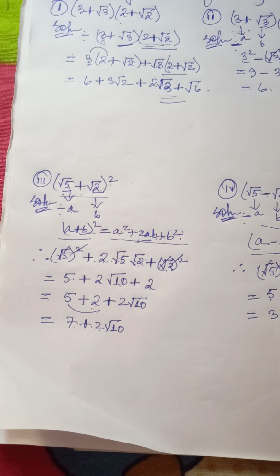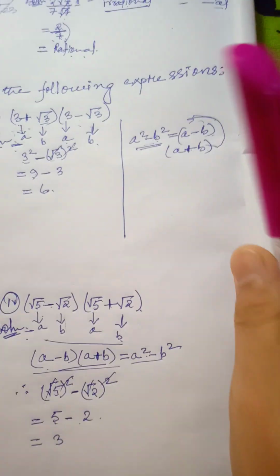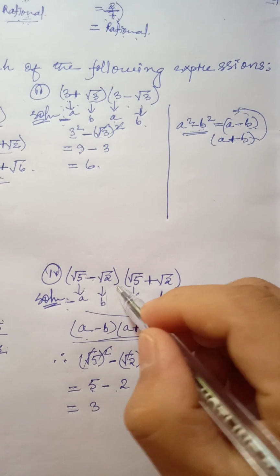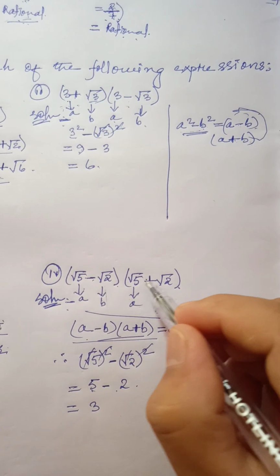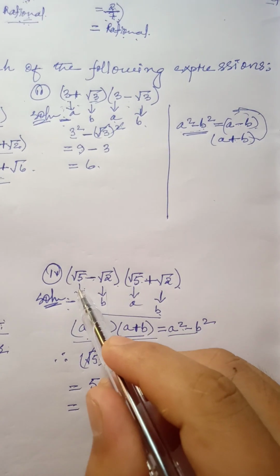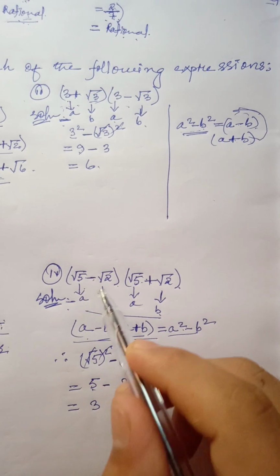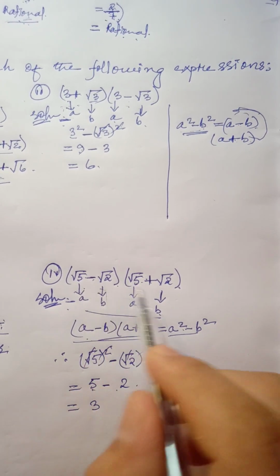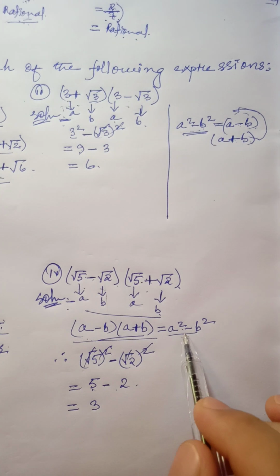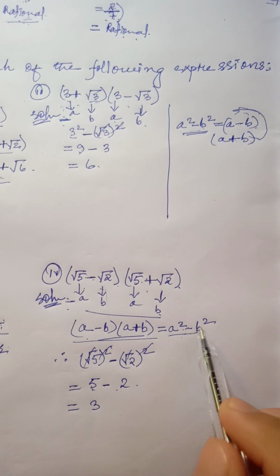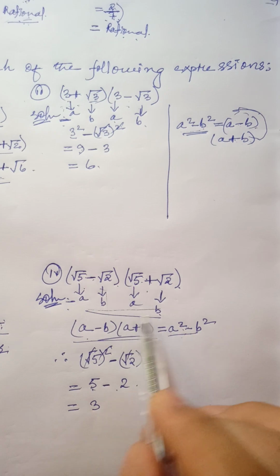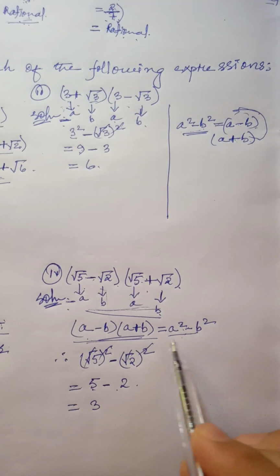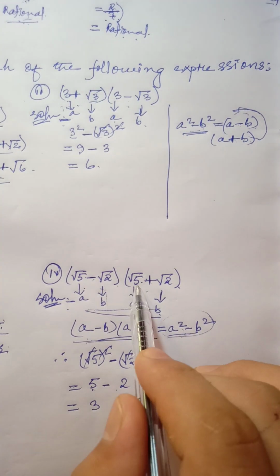Then let us proceed to this Roman number 4. In Roman number 4, we have root 5 minus 2 and root 5 plus root 2. So let us take this root 5 as the value of a and this root 2 as the value of b. So by using this expression, we can use one formula, that is a square minus b square. The given expression is in the form of this. Okay, so we are going to use this formula in order to express this.